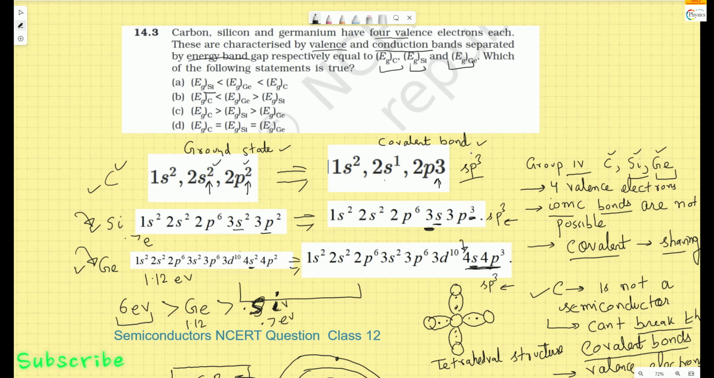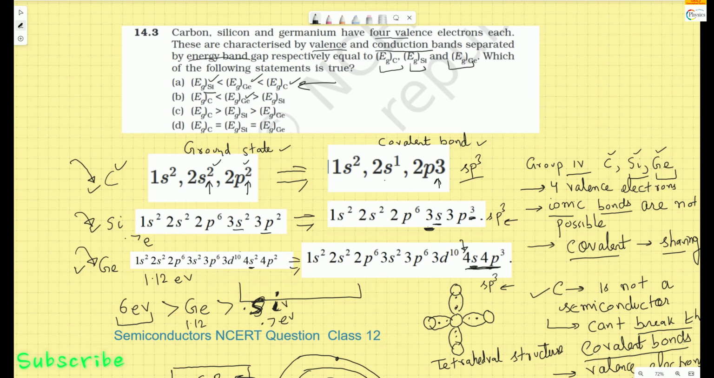So if you go back to the choices, you can see that silicon is less than germanium. So choice number A is the correct choice. I have told you more than what is required, but it is important for you to understand the big picture. A lot of students are confused and start believing that carbon is also a semiconductor. I hope that myth is broken.